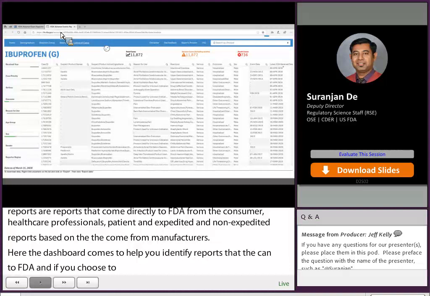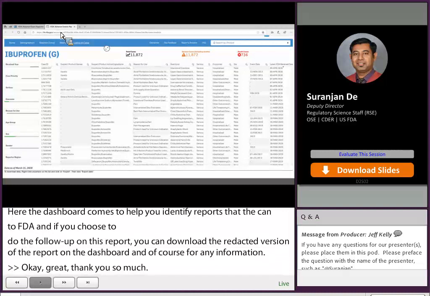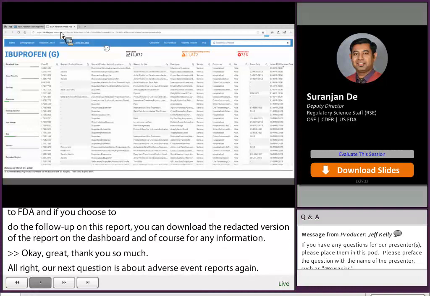All right. Our next question is about adverse event reports again. Are the adverse event reports received by FDA directly from the healthcare provider and patients forwarded to manufacturers, or should the manufacturers routinely monitor FAERS to detect these cases?